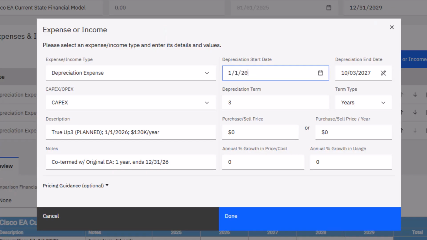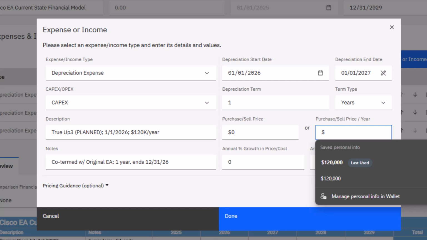So based on what's happened with these prior true-ups, we talked with our customer and got their feedback on whether they thought there would be another true-up in January of 2026. And they said, yeah, with our growth, we expect that that's probably going to happen, and it would probably be around the same as the prior one, so $120,000. So we're going to add that $120,000 as another planned true-up, and we're going to list in the notes that it's an assumption that we're making there.